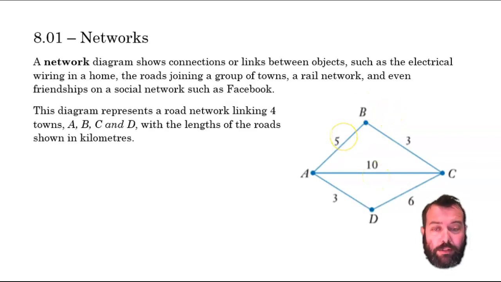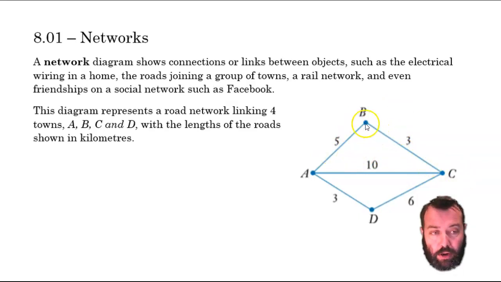4 different towns, A, B, C, and D. And these numbers are representing the distance, the length of the road. So this tells me if I drive directly from A to C, it's going to be 10 kilometres. If I went via B, if I went from A to B to C, it would be 5 plus 3 would be 8 kilometres, so that would be shorter.